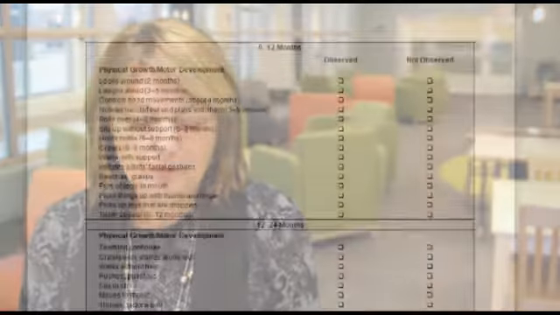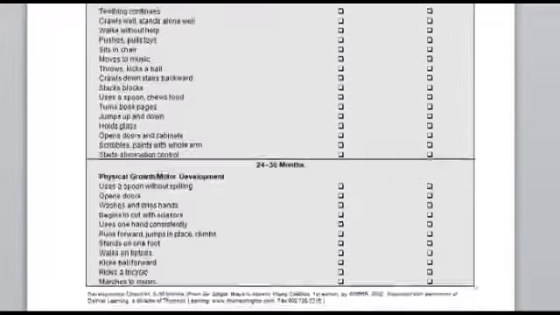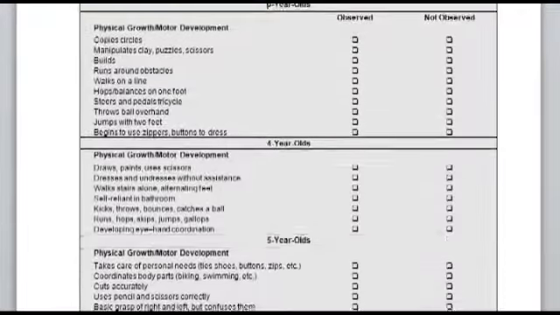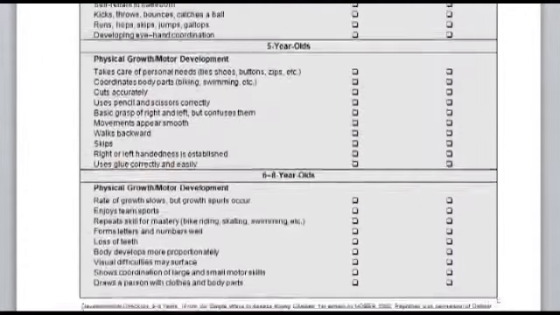So when you're doing an observation, you're going to look at a child in a particular age group. This particular one is grouped 0 to 12 months, 12 to 24 months, 24 to 36 months, 3-year-olds, 4-year-olds, 5-year-olds, or 6 to 8-year-olds. In each block, there are different physical, motor type developments that are just an example of milestones in that block. They're not exhaustive of all the different skills, just a sampling of them.